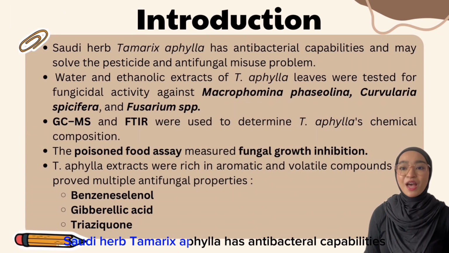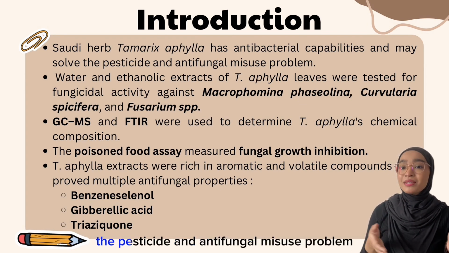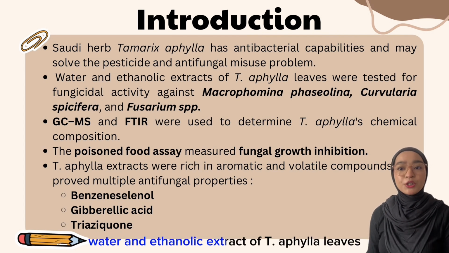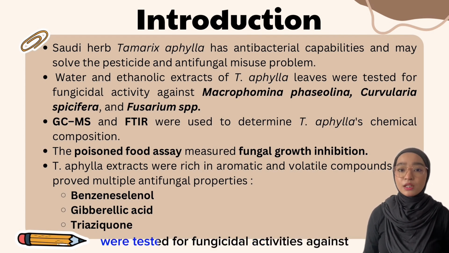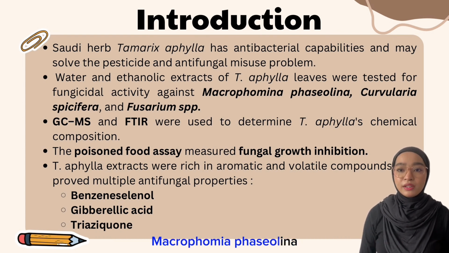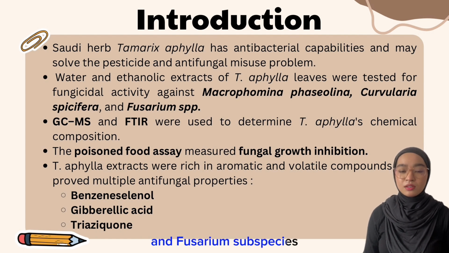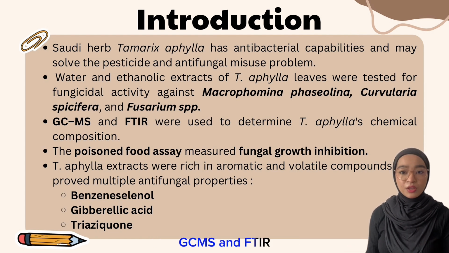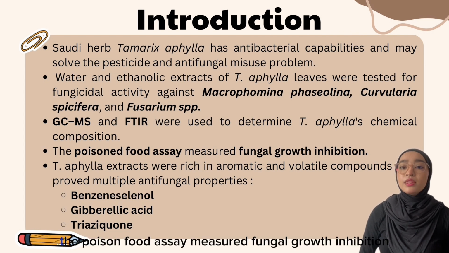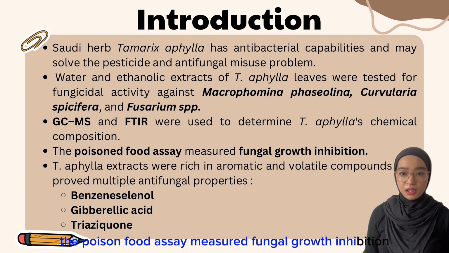Saudi herb Tamarix aphylla has antibacterial capabilities and may solve the pesticide and antifungal misuse problem. Water and ethanolic extract of the aphylla leaves were tested for fungicidal activities against Macrophomina phaseolina, Cladosporium spicifera, and Fusarium subspecies. GCMS and FTIR were used to determine the aphylla's chemical composition. The poison food assay measured fungal growth inhibition.